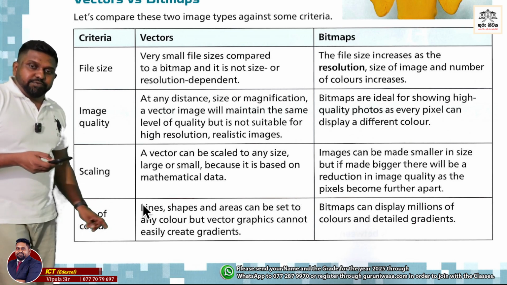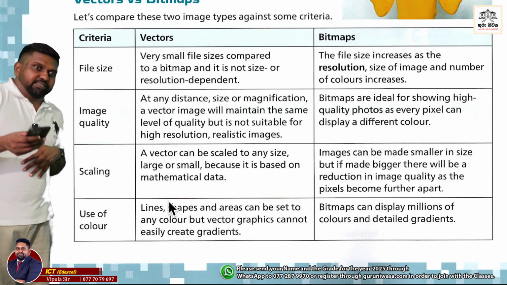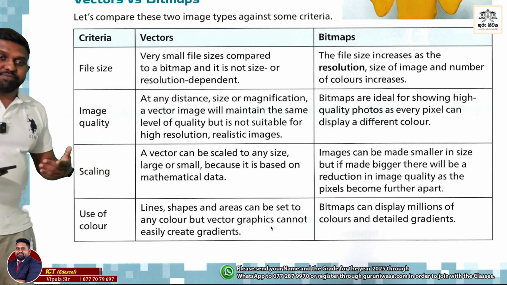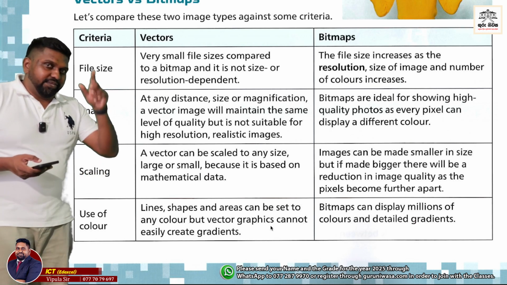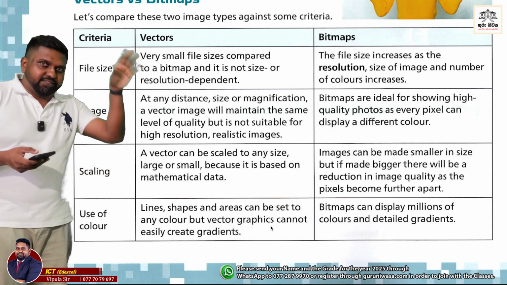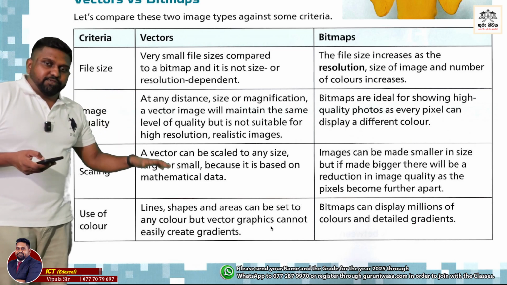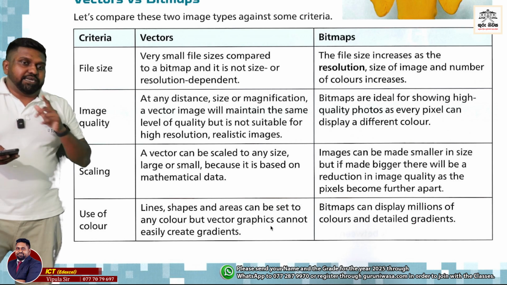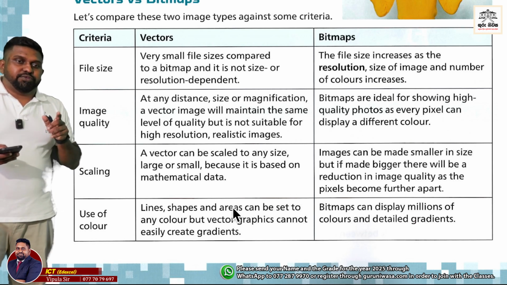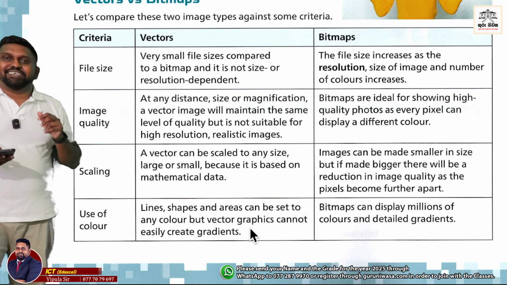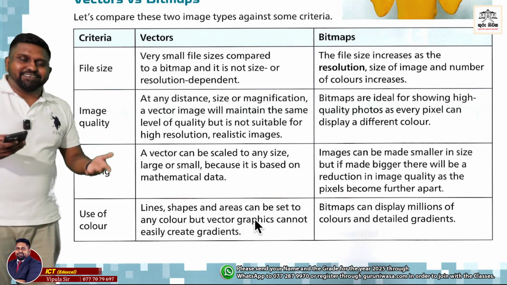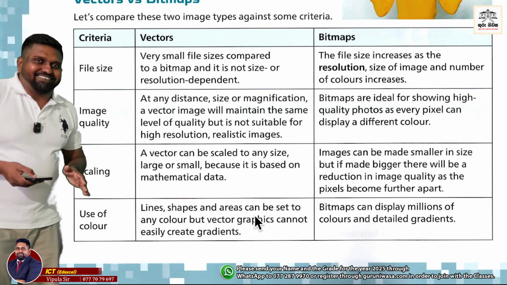And then the last one is the use of color. Now in vectors, we have lines, shapes and areas that can be set to any color, right? Lines, shapes and certain areas, right? So all these can be set to different colors. But you can create gradients, but you can't easily create gradients.